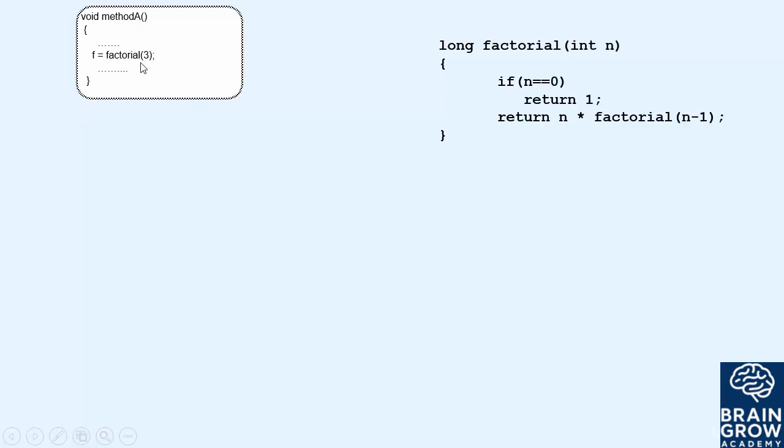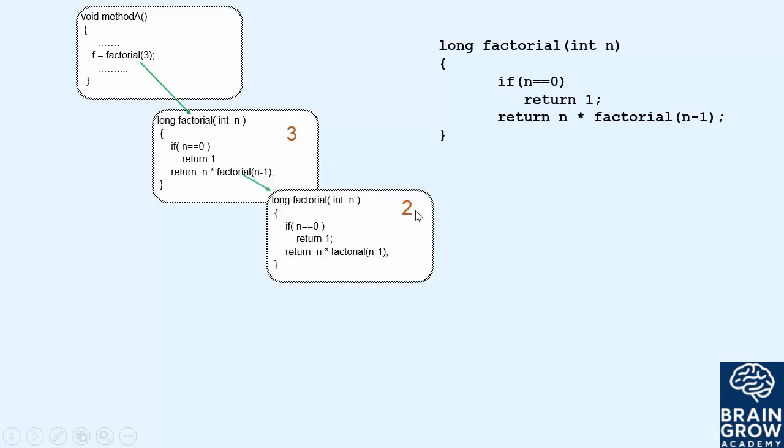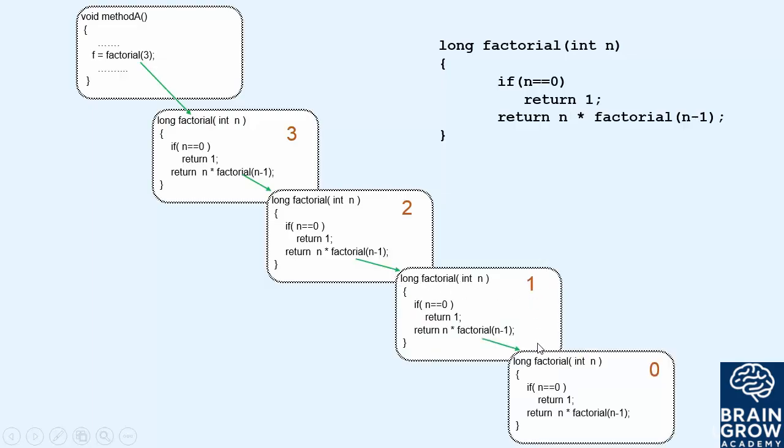First, we have called this method with argument 3. So in the first call, value of n is 3. Now this method is called with argument n minus 1. n is 3, so this is called with argument 2. So in the next call, value of n is 2. Similarly, in the next call, value of n is 1. And in the next call, value of n is 0. Now this condition becomes true. We have reached the base case. So this winding phase will stop and unwinding phase will start.